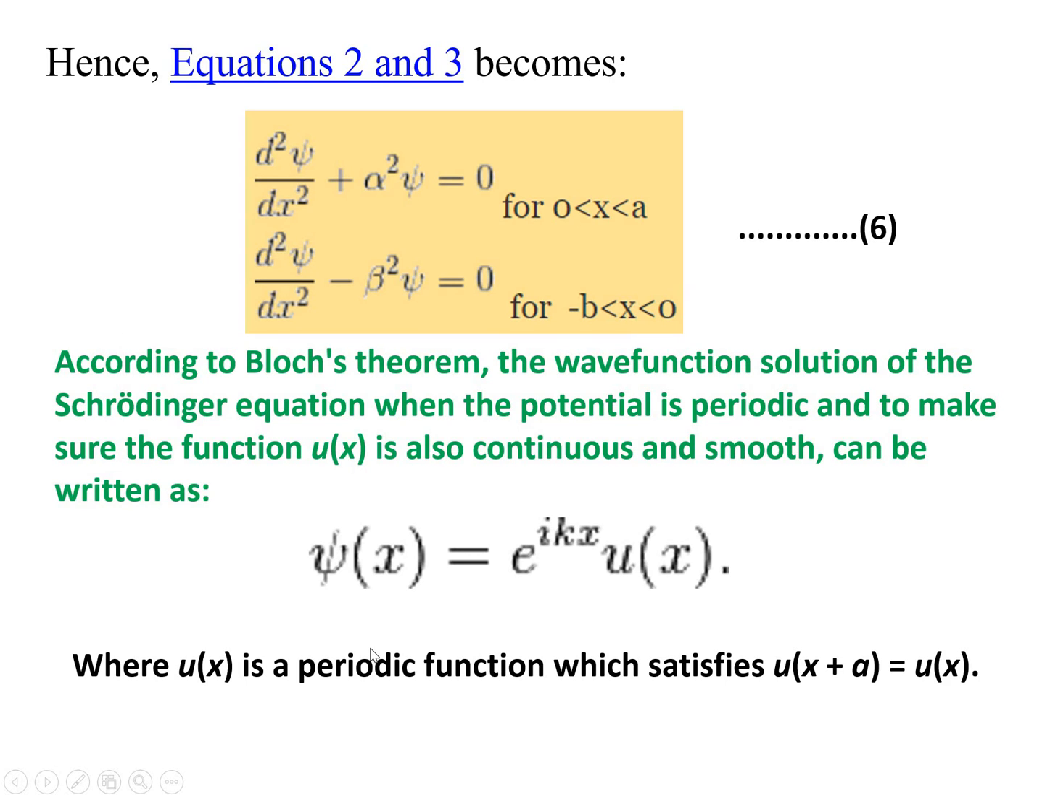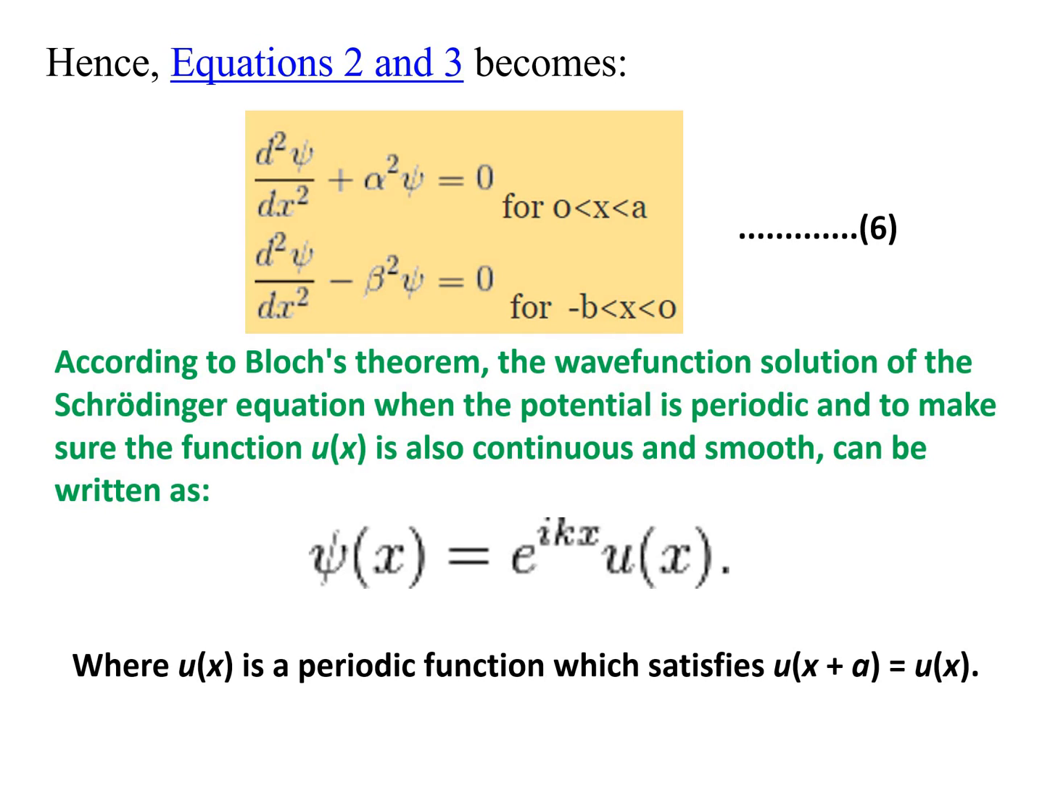By substituting alpha square and beta square, we can write equations 2 and 3 as d square psi by dx square plus alpha square psi is equal to 0, for region 1, which lies between 0 and A, and d square psi by dx square minus beta square psi is equal to 0, for region 2, which lies between minus B and 0. This gives us equation number 6.